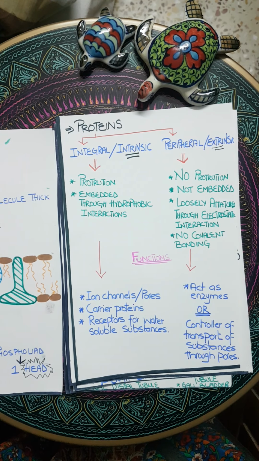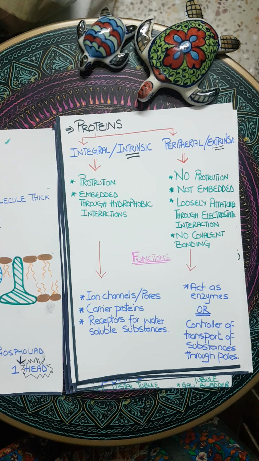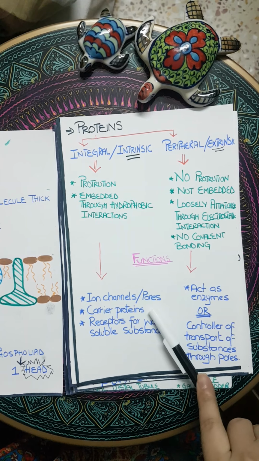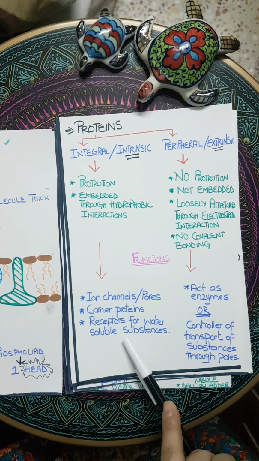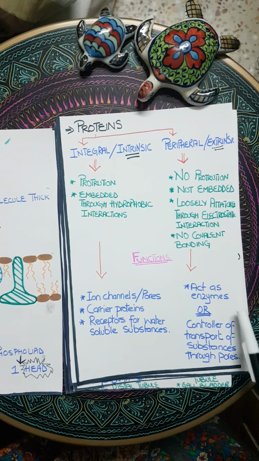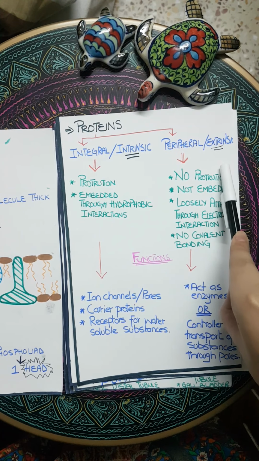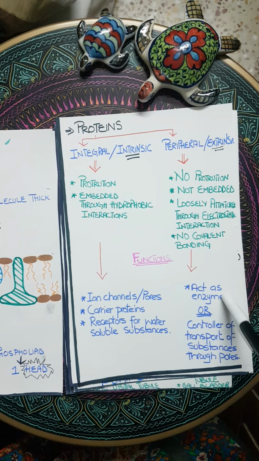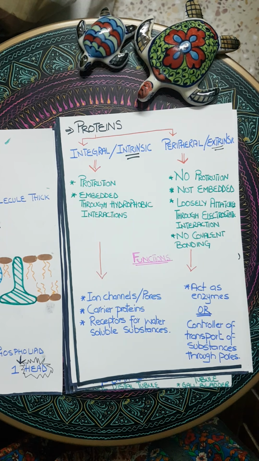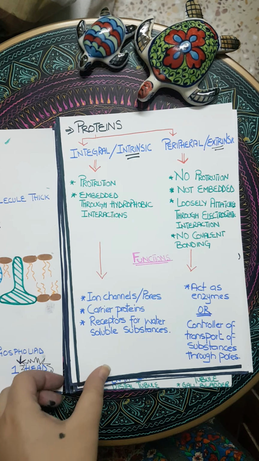We have different functions of these proteins. The intrinsic ones may act as channels or pores for the passage of different water soluble substances through the membrane, or they may act as carrier proteins or receptors for the water soluble substances, whereas extrinsic proteins may act as enzymes or controllers of transport of substances through the pores.